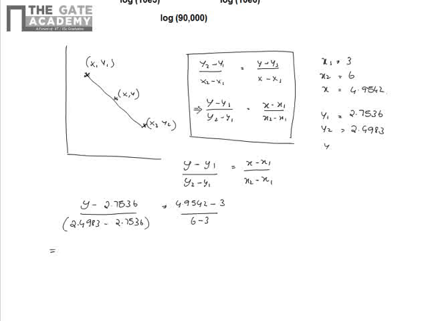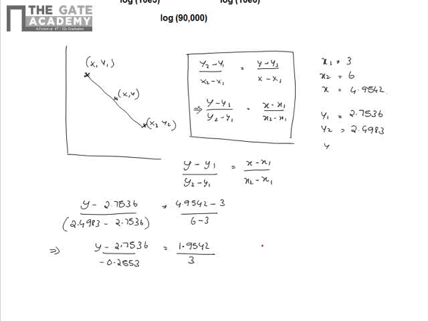So this becomes y minus 2.7536 divided by 2.4983 minus 2.7536, nothing but minus 0.2553. This is equal to 4.9542 minus 3 is 1.9542, divided by 6 minus 3 is 3.